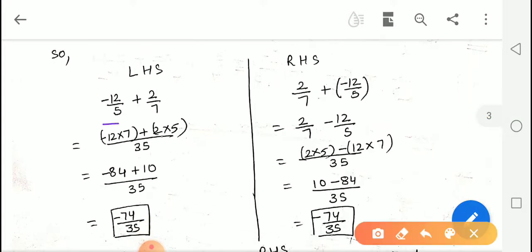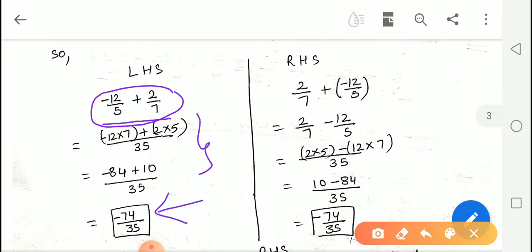On left hand side I have written negative 12 upon 5 plus 2 upon 7. We will solve this as we have done in the addition of rational numbers. Same steps we will follow and we will get negative 74 upon 35 as an answer. Now let us see what happens to the right hand side. Here we have reversed the order and we solve in the same manner as we have already done for addition of rational numbers, and here also we will get negative 74 upon 35 as an answer.